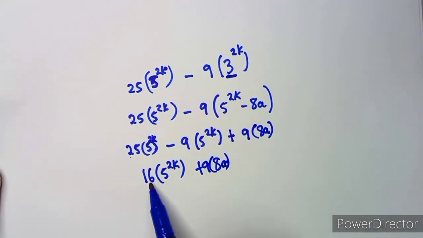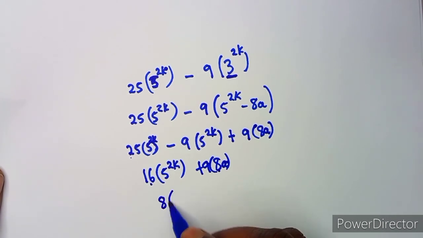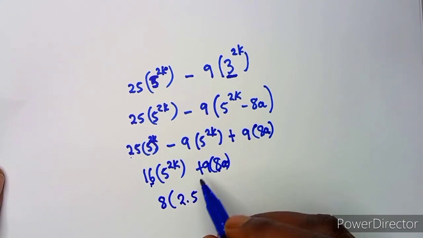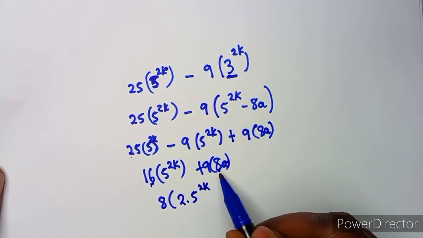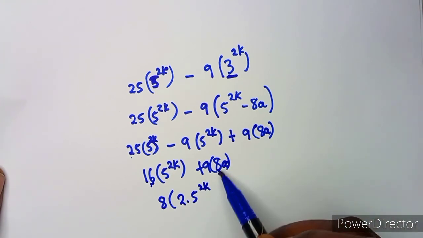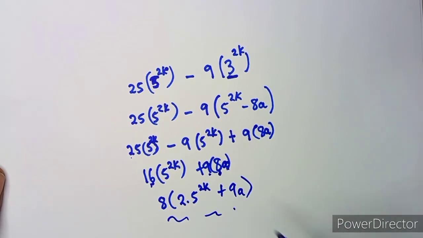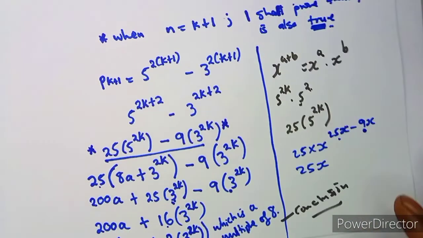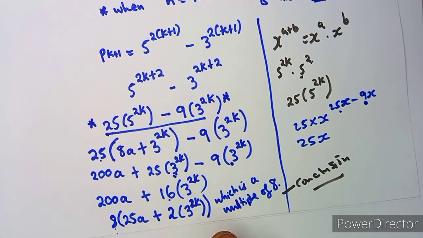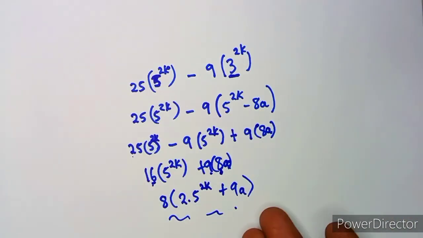Then we can factor out 8, because you can see that 8 is common here. Factoring out 8 gives 2 times 5 to the exponent of 2k. If I factor out 8 here, it's going to be 9 times a, which is 9a. So this is what you're going to obtain. It depends on what you have used, but it must be true. As you can see here, it was actually true, and here it is also true. So that is true, guys. You can work it out with one of these and write your conclusion.